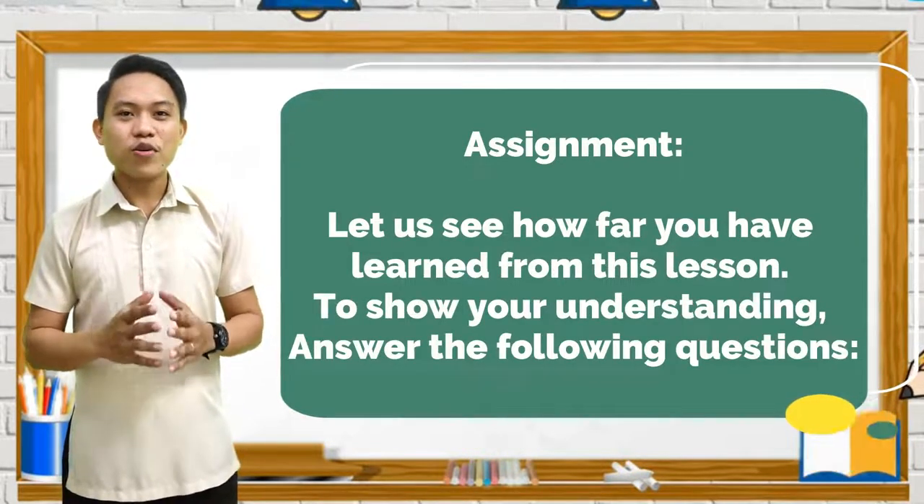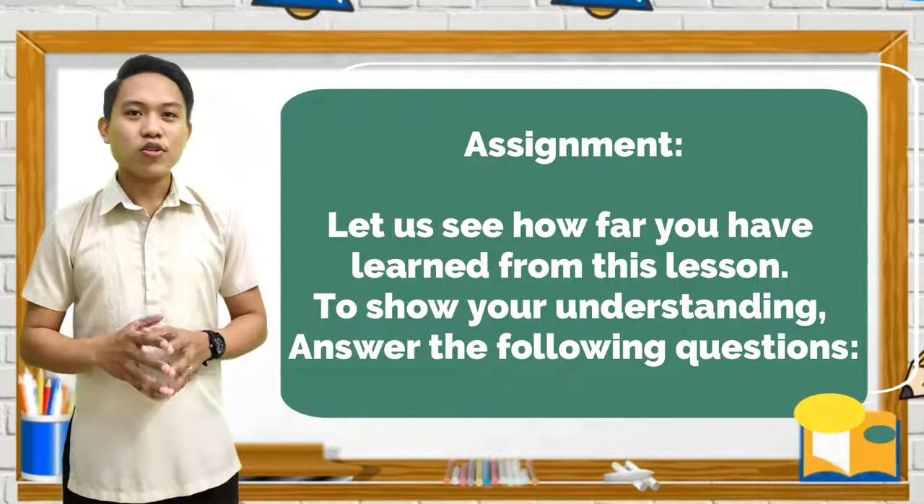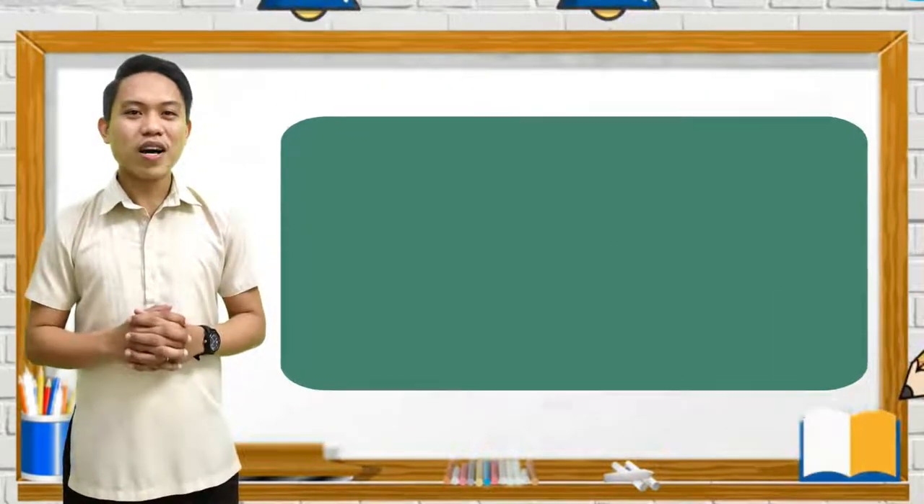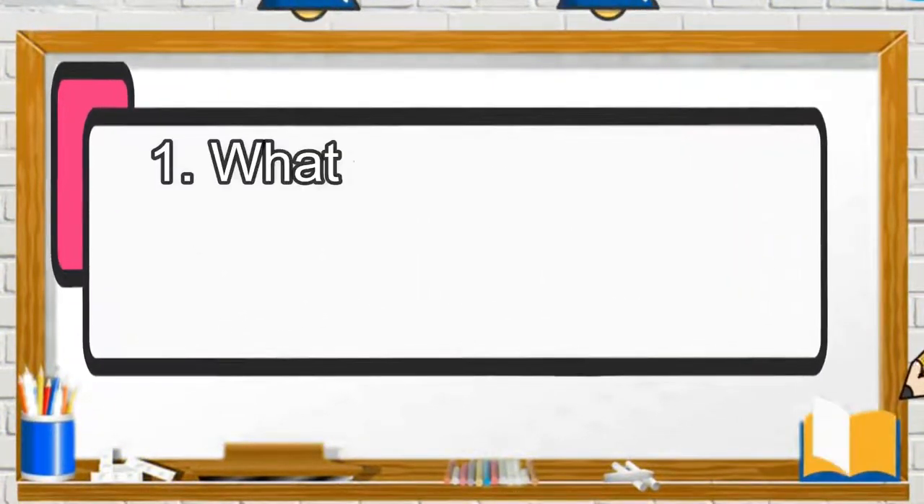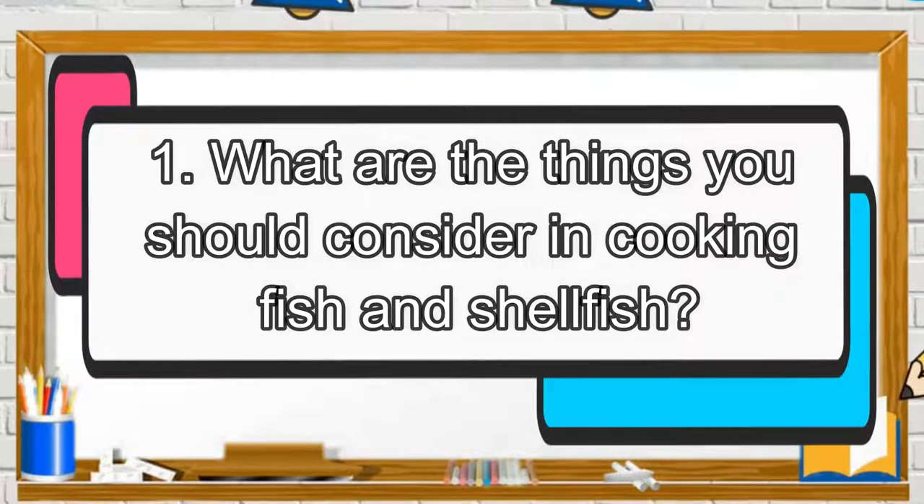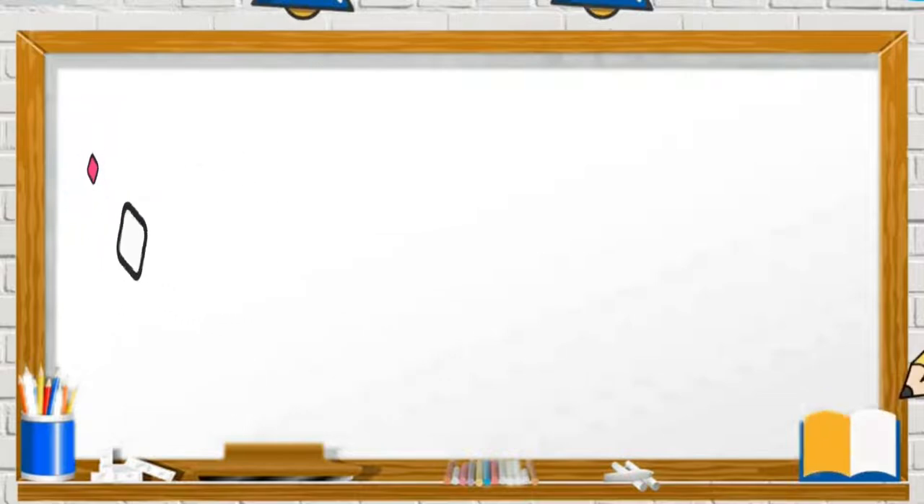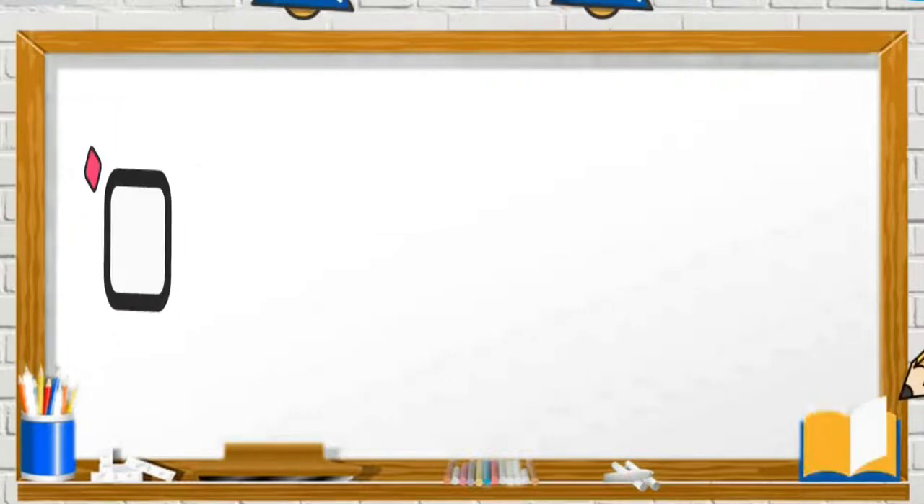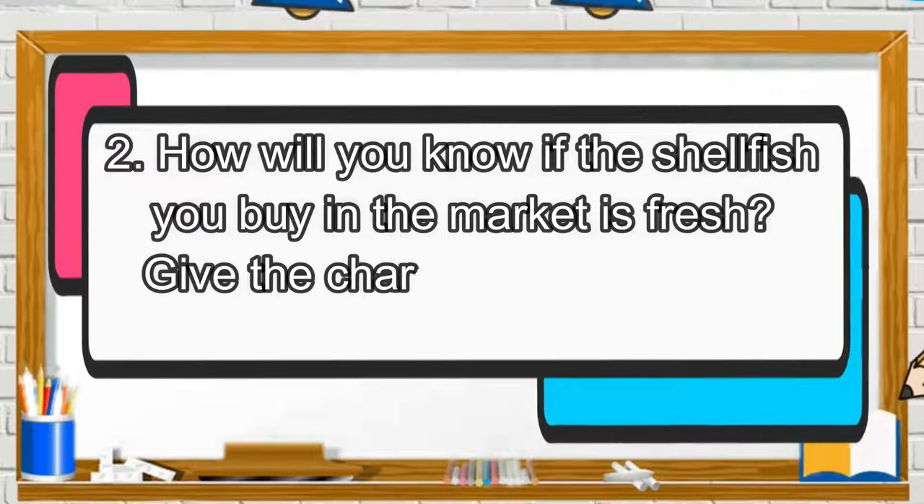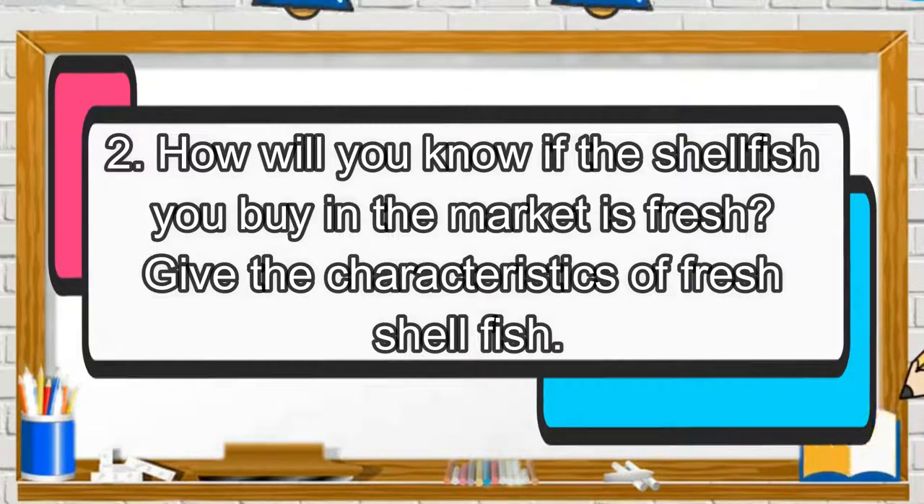And for your assignment, let us see how far you have learned from this lesson. To show your understanding, I want you to answer the following questions. Number 1. What are the things you should consider in cooking fish and shellfish? And number 2, how will you know if the shellfish you buy in the market is fresh? Give the characteristics of fresh shellfish.